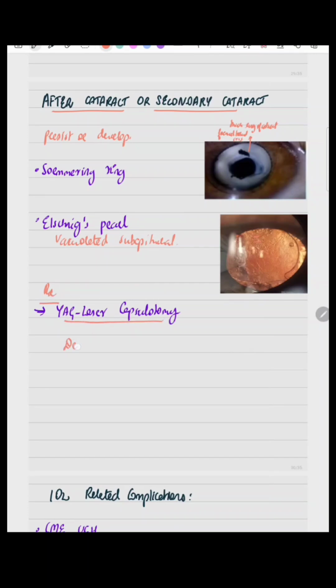This is thin membranous. In dense membranous, we have to do surgical membranectomy. But most commonly, we do a YAG laser capsulotomy. This is the most common.